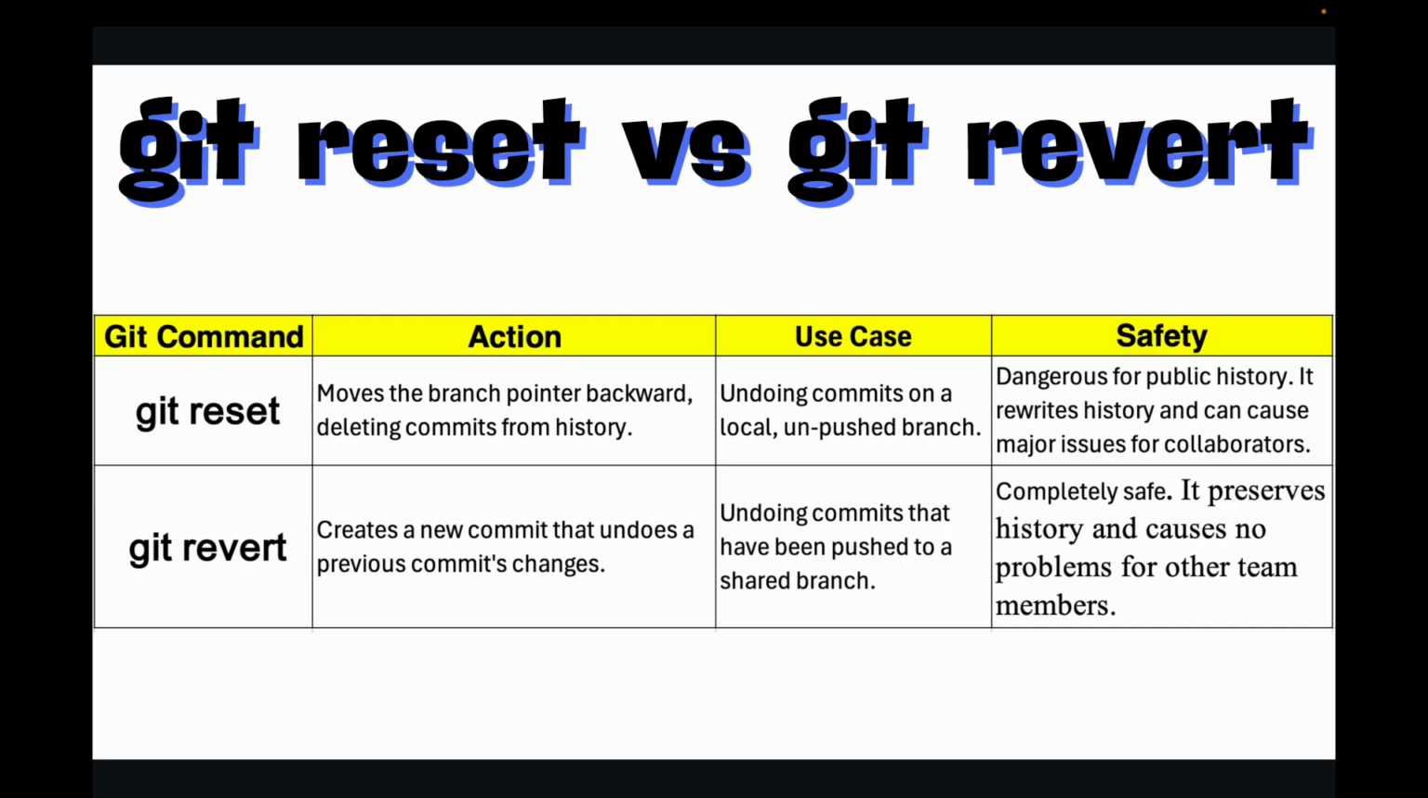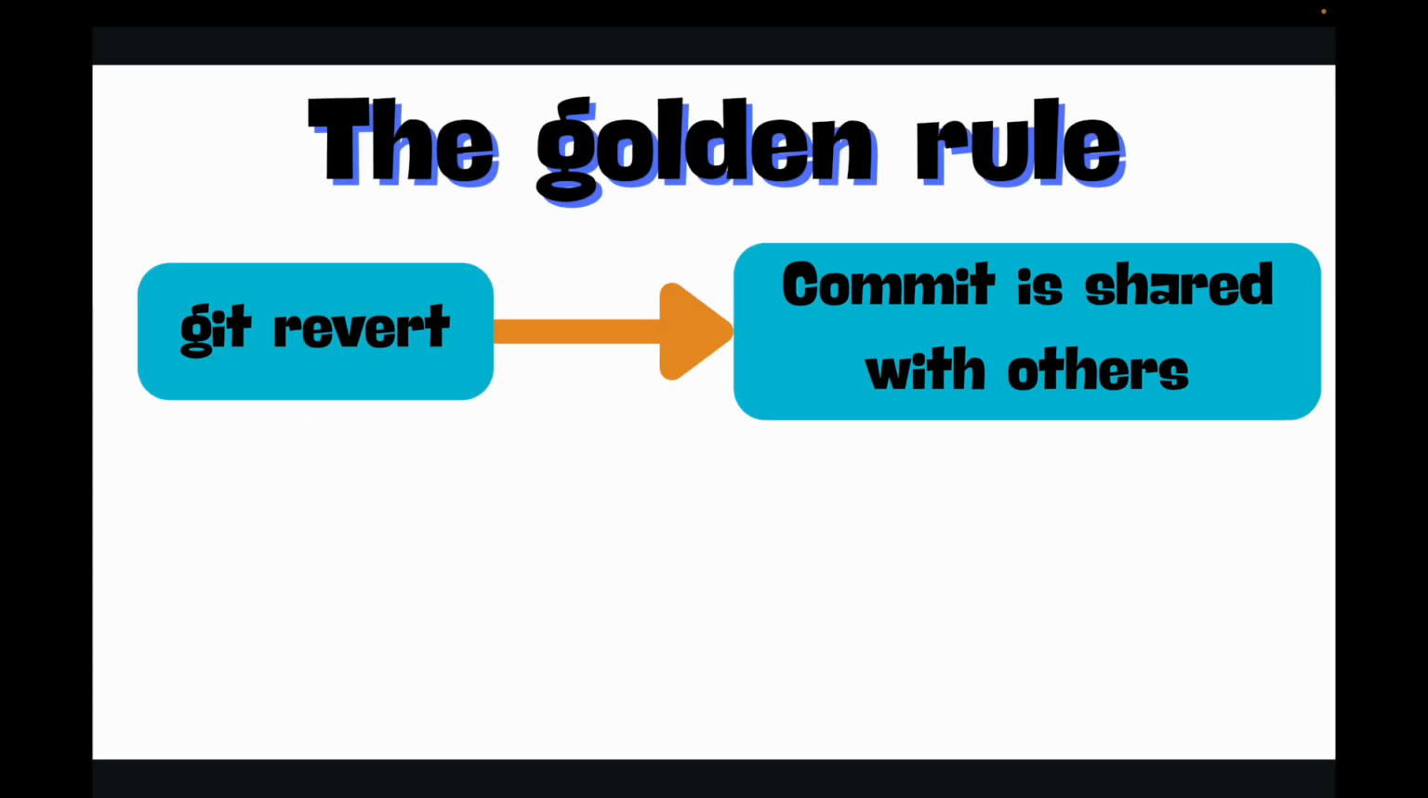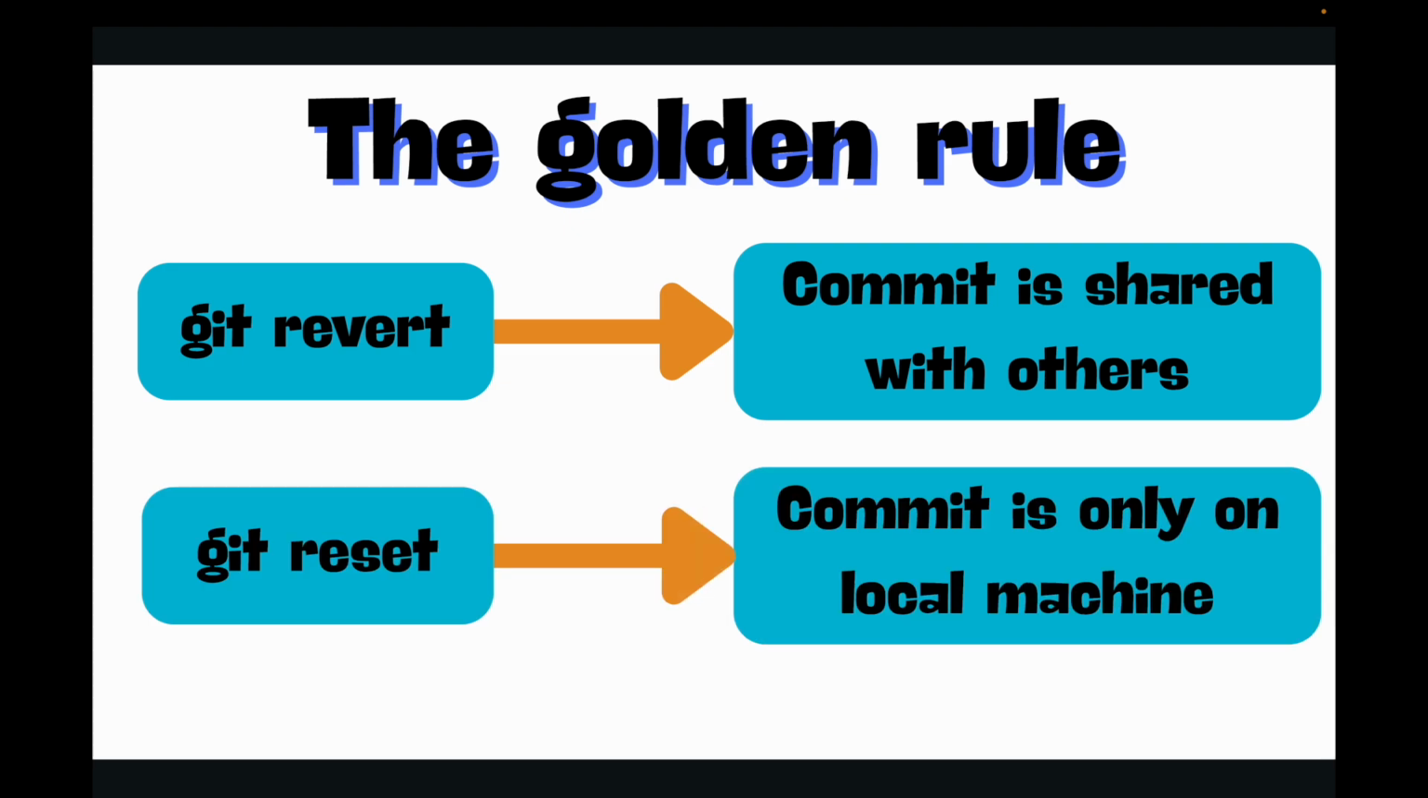So the golden rule here is that if a commit has been shared with others, that is, you have pushed it to GitHub, always use the git revert command to undo it. But if a commit is only on your local machine, you can safely use git reset to remove it. So git revert is if you're sharing the changes, and git reset is if you're not sharing the changes, because git revert will create a commit, but git reset does not create a commit, which can create confusion if you're sharing your changes with other people.